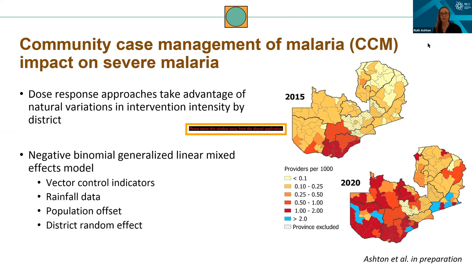And just a few technical details. So this dose response method used negative binomial models with random effects. We included indicators to account for vector control, for rainfall, and also for population.